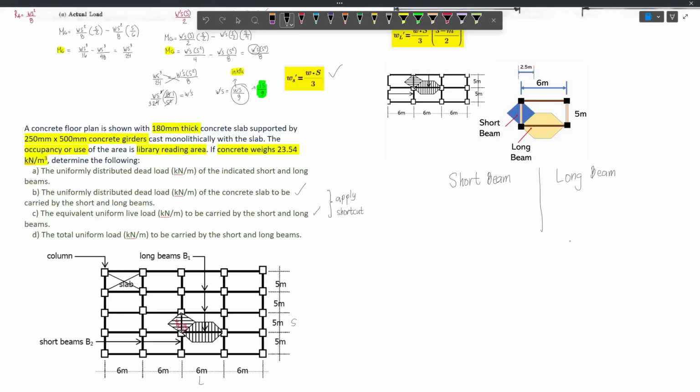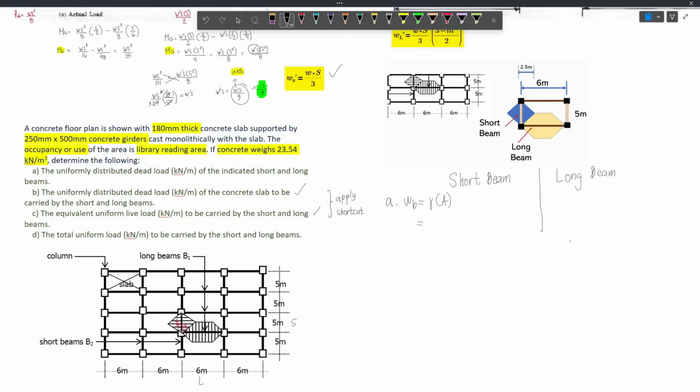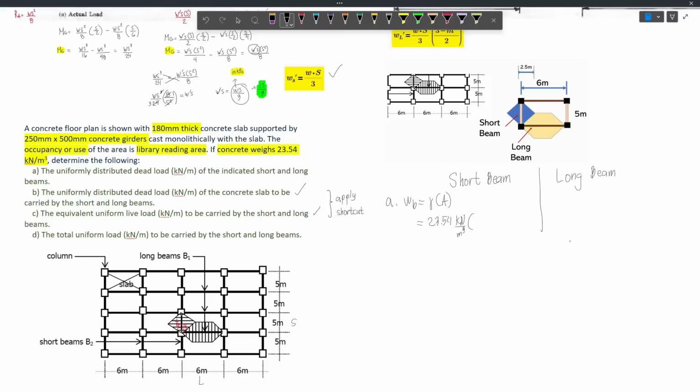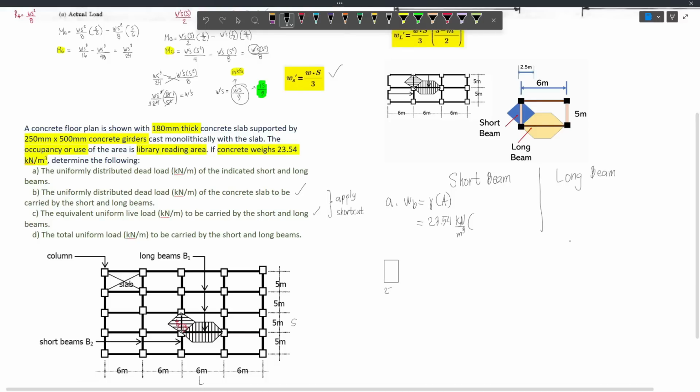Now for letter A, we have to compute the uniform dead load or the self-weight of the beam. And so that will be gamma times the cross-sectional area. Now we will label this as WB or the weight of the beam. And so this will be gamma times area. And so our gamma will be 23.54 kN per m cubed and then multiplied by the area of the beam. Now yung area ng beam natin is itong area ng girder. And so ito yung cross section ng beam natin. This will be 250 millimeters and this will be 500 mm.